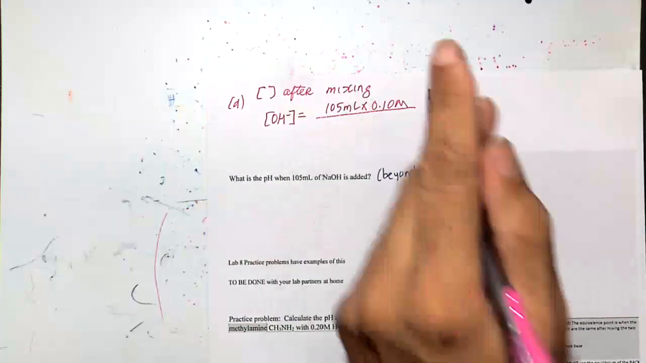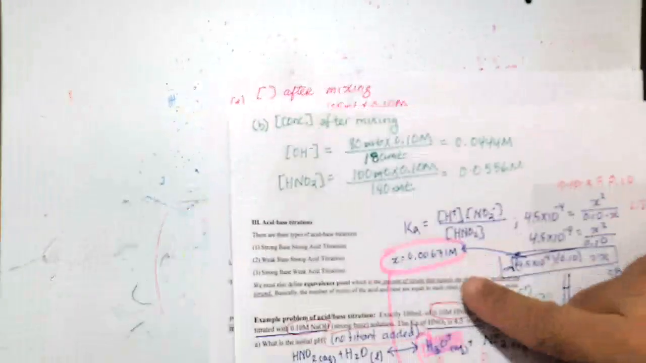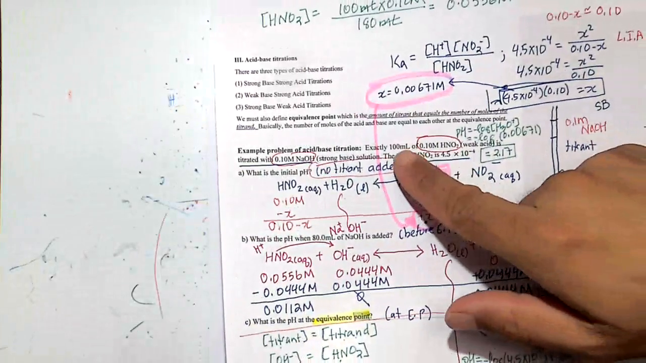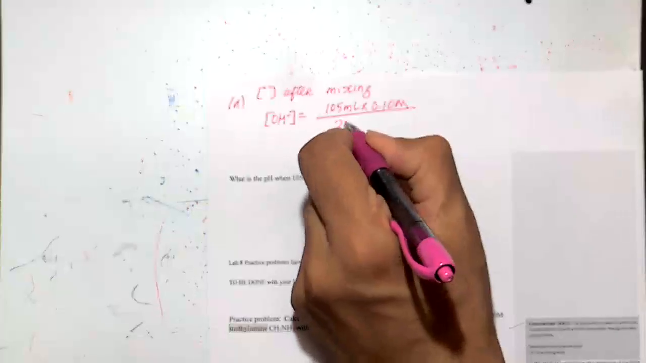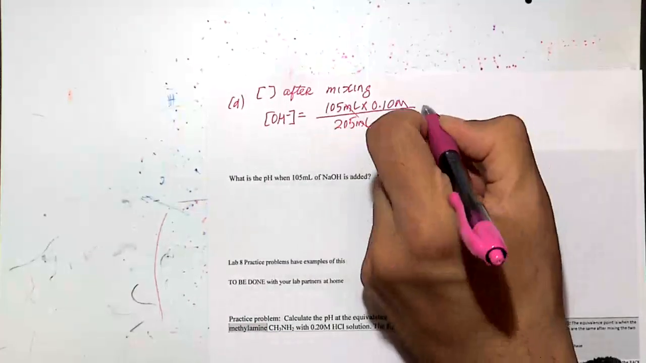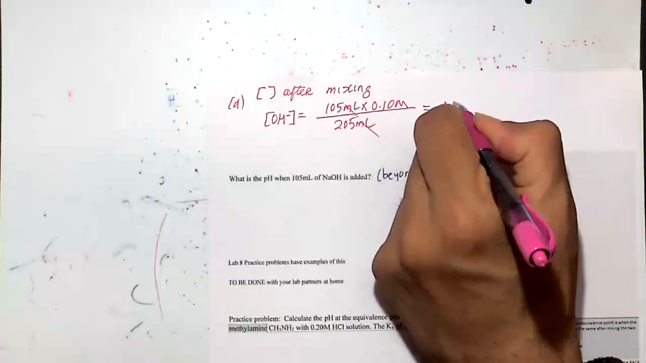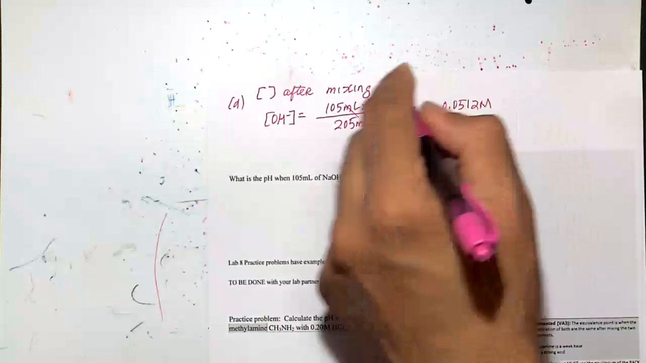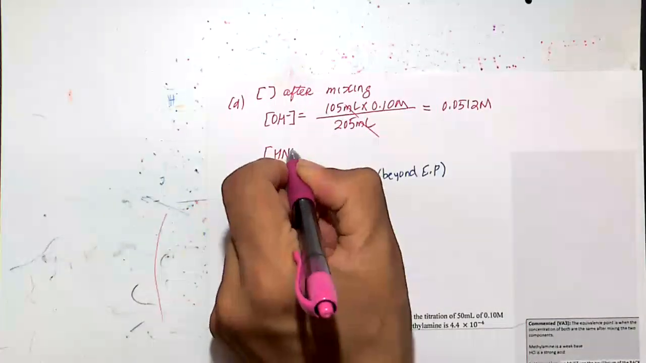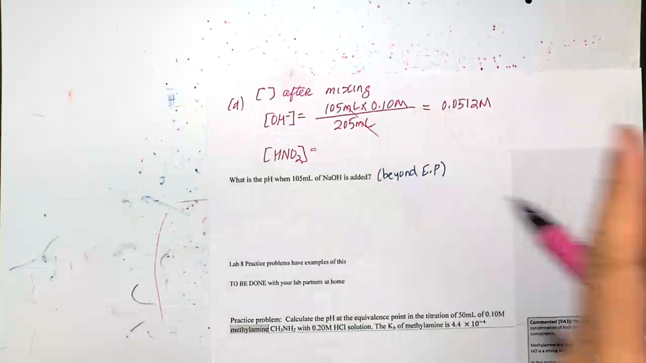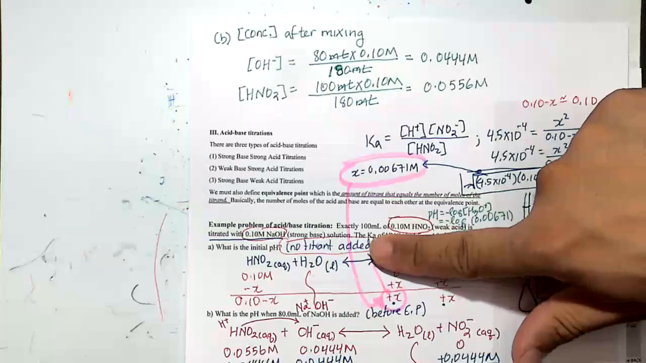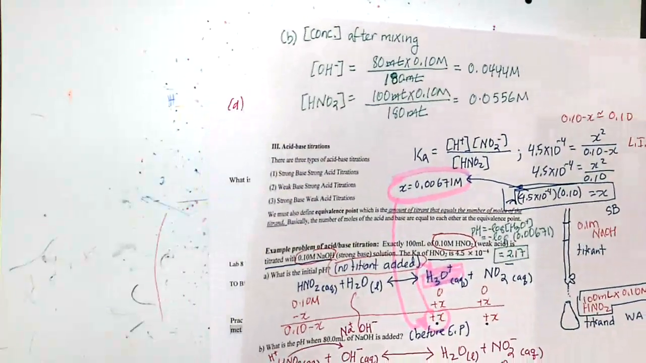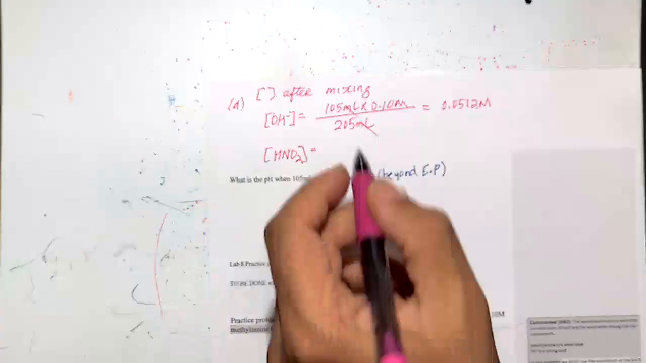What's our total volume this time? 105 plus how much? 100. So what's the total volume? 205 mL. The mL cancel, and I'm getting 0.0512 M. We'll do the same thing here. This is 100 mL of 0.1 molar. What's our total volume?